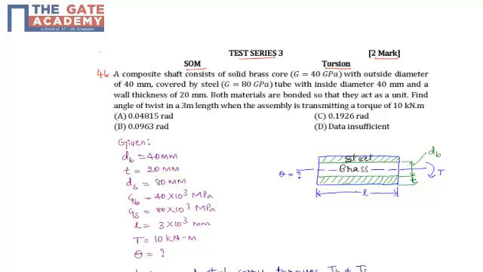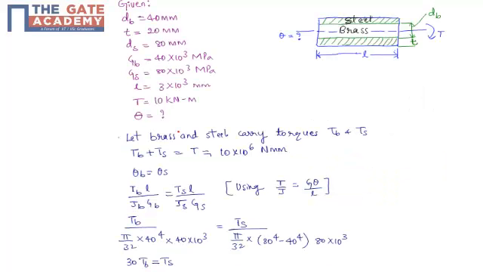The rigidity modulus of both brass and steel are given, and the torque and length are given. We have to find the angle of twist in the composite shaft. Now, let brass and steel carry torques TB and TS respectively. So, both TB and TS will sum to the total torque of the assembly, which will be 10 kilonewton meter. So, TB plus TS will be 10 into 10 power 6 Newton mm. Let's take this as equation 1.